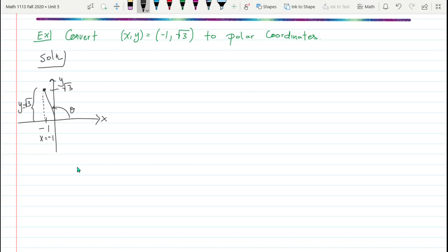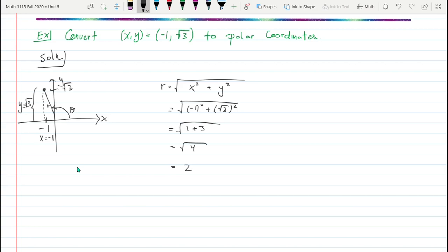Now, what do we do in order to get our r and theta, right? This distance right here is the radius. So remember, the radius is equal to the square root of x squared plus y squared. Well, negative 1 squared plus square root of 3 squared, and so negative 1 squared is 1, square root of 3 squared is 3, so this is the square root of 4, and we get 2. So the radius is equal to 2.